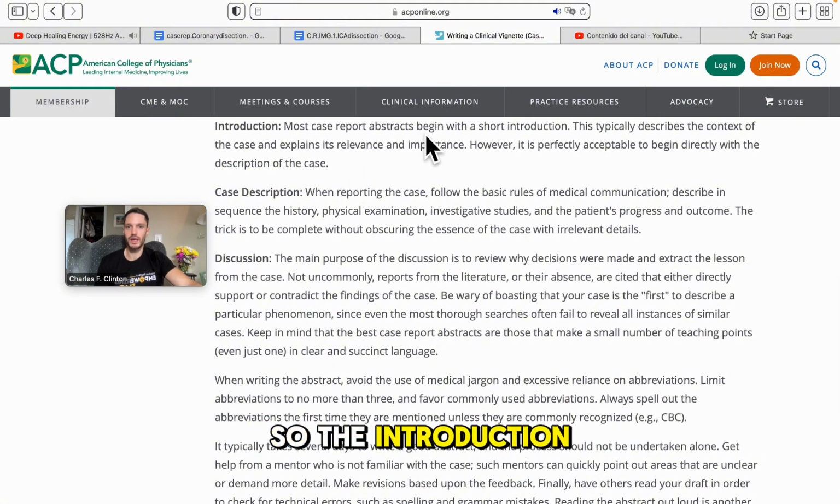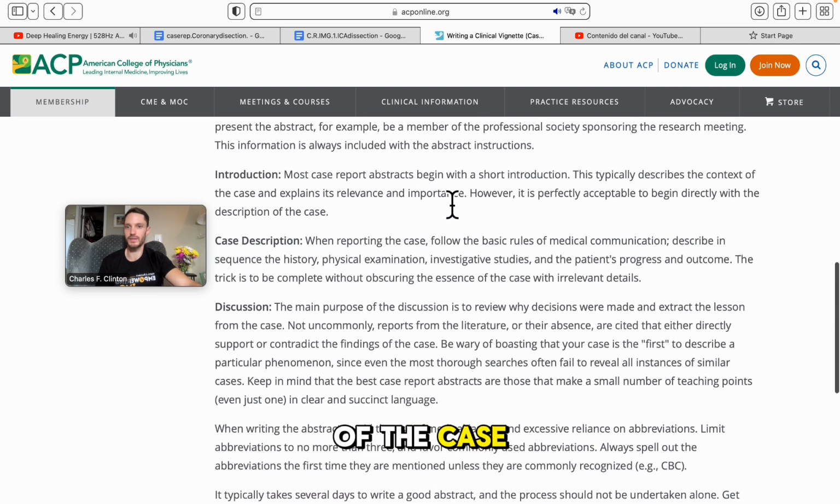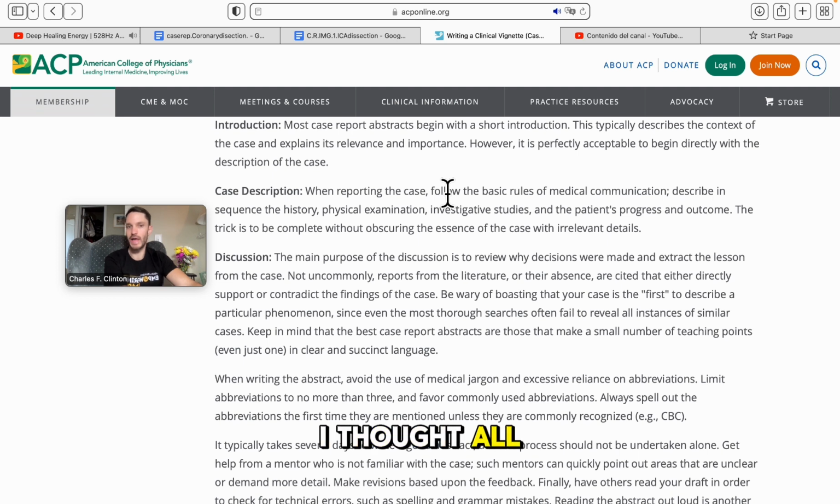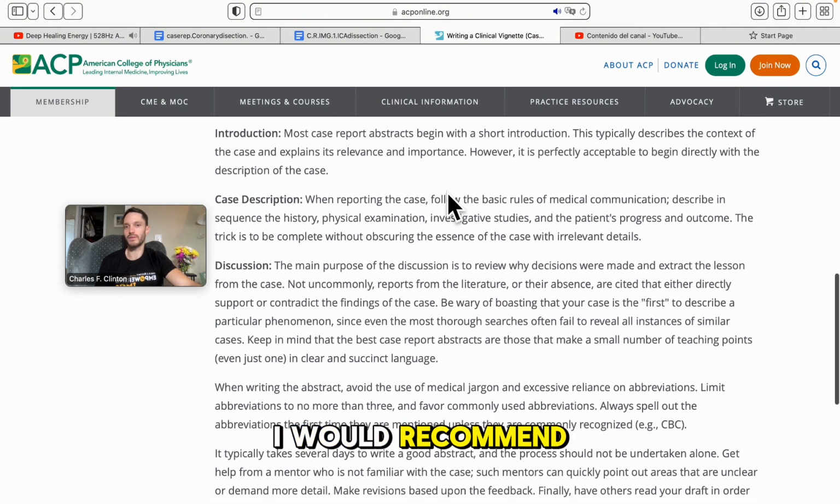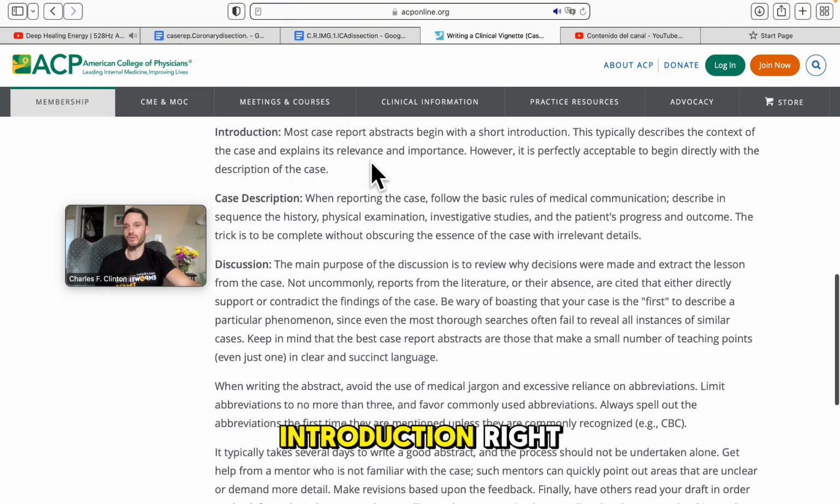So the introduction typically describes the context of the case and explains its relevance and importance. However, it is perfectly acceptable to begin directly with the description of the case. Okay, so I didn't know that. I thought all abstracts had their introduction, but maybe you have something so complex you have to go directly to the case description. I would recommend you always doing some sort of introduction, right?